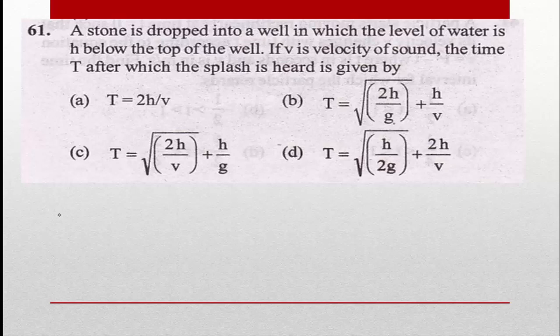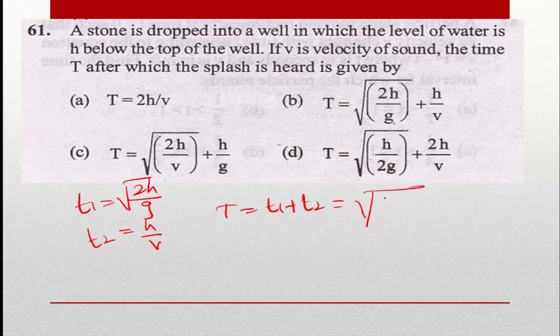The time taken by the stone to reach the water level, that is t1 is equal to root of 2h divided by g. This is the standard formula. And the time taken by the sound to come to the mouth of that well, with the speed of that sound, that is t2 is equal to h divided by v. The total time t is equal to t1 plus t2 is equal to root of 2h divided by g plus h divided by v. The option B is the right answer for this question.